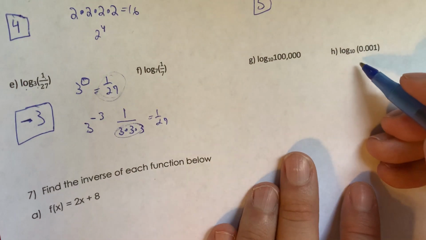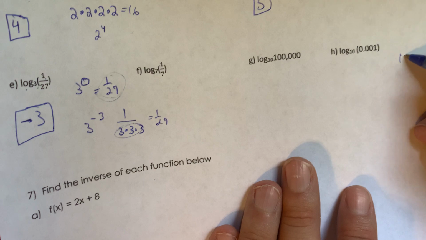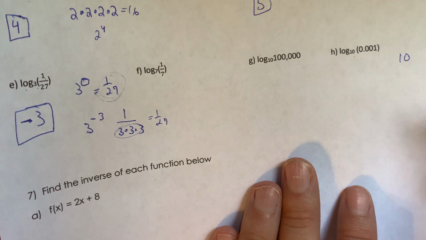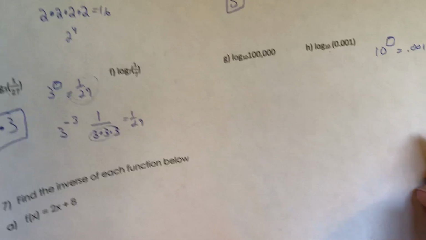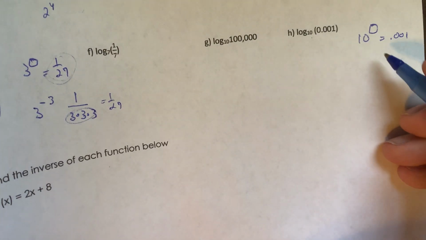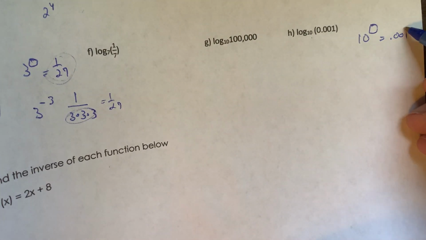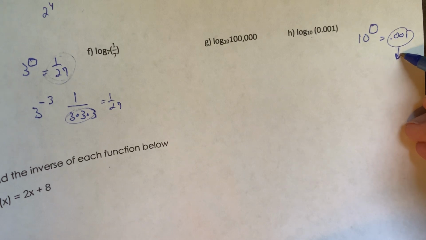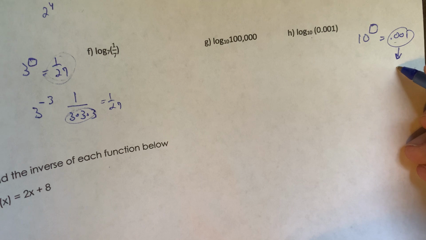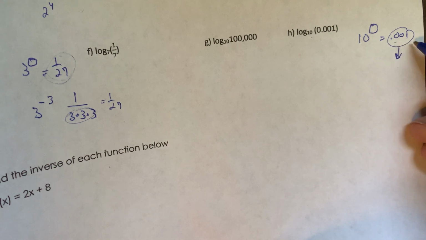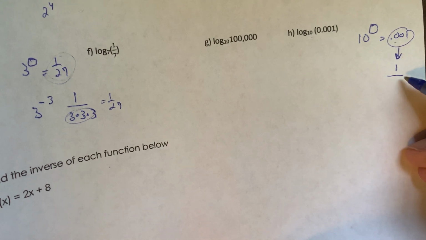The last one I will look at is H here. So this is log base 10 of 0.001. So it's saying 10 to what power gives us 0.001. And we haven't dealt a lot with decimals, so this is an interesting question. Well, we know how to rewrite decimals. 0.001 can be rewritten as a fraction. And so the fraction is 1 divided by 1,000.